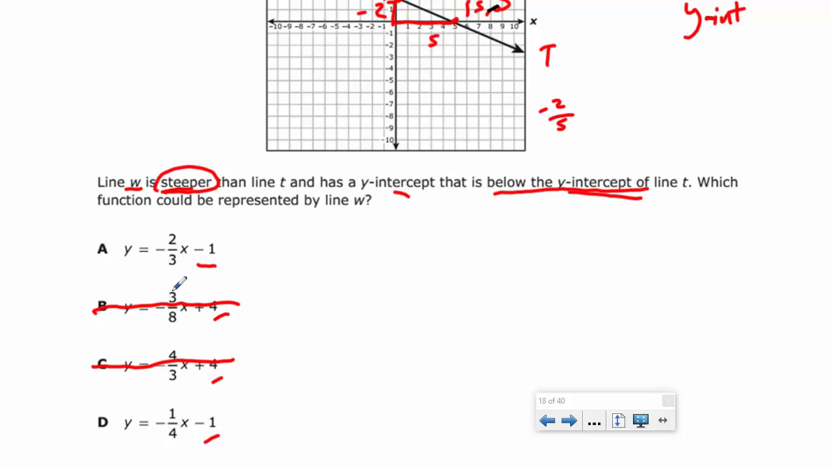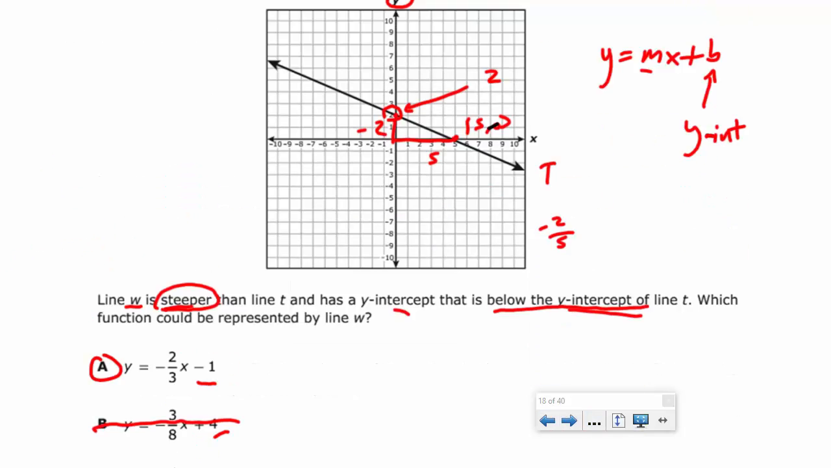As it turns out, 2/5 is actually bigger than 1/4, so this can't be possible. This is actually shallower, so I'm going to get rid of this, knowing that. So this answer is correct because 2/3 is in fact a bigger number than 2/5, and therefore it'll be steeper. So your answer is A for this one.